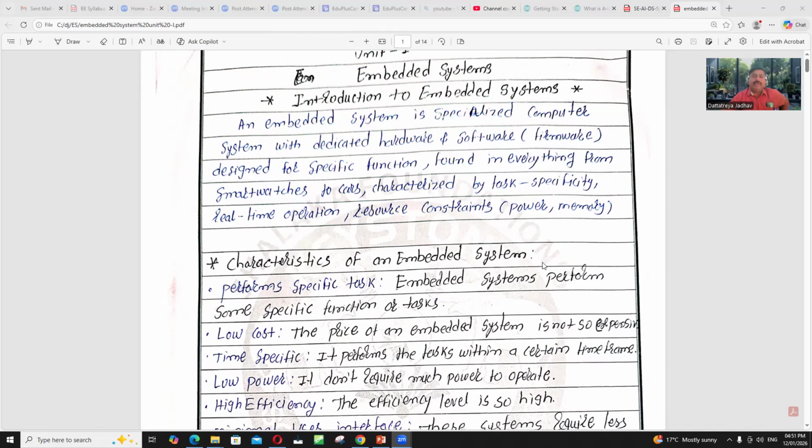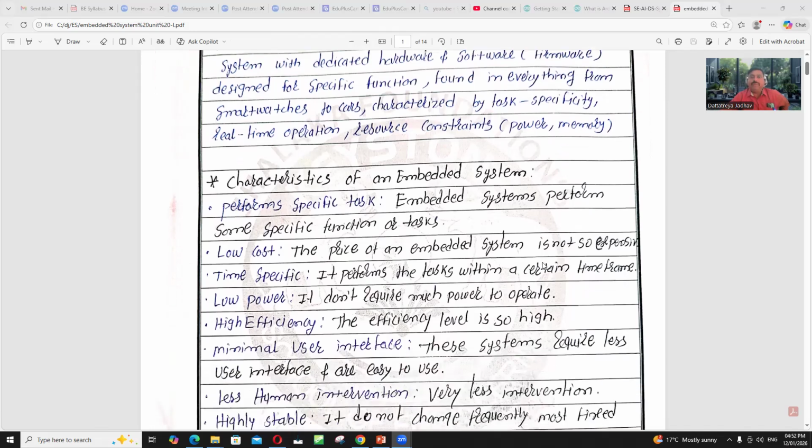So basically, it is a combination of software and hardware which is used for a specific task. It may be related with home security systems, logistics, security purposes, or building management. Everywhere there are a number of applications related with embedded system. So we go with them one by one.